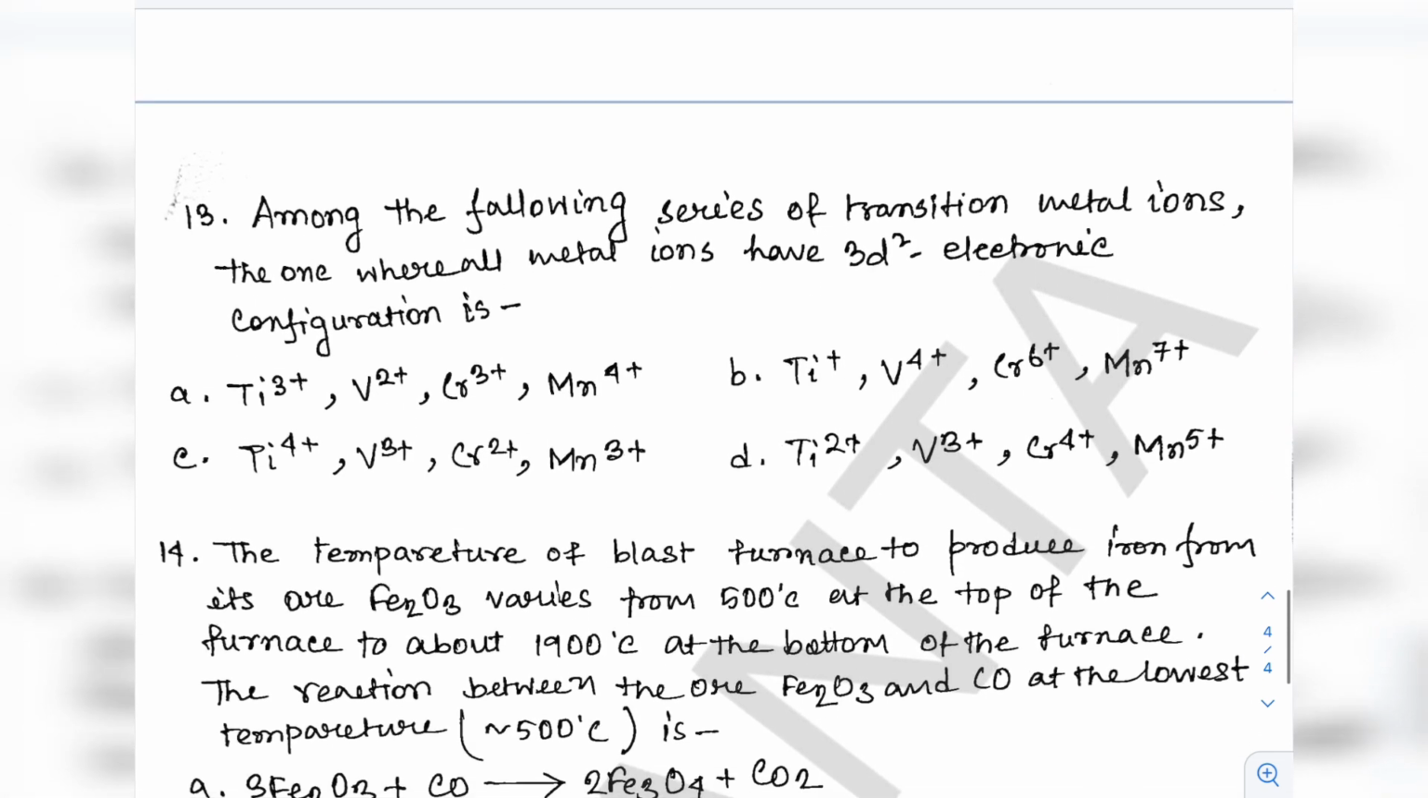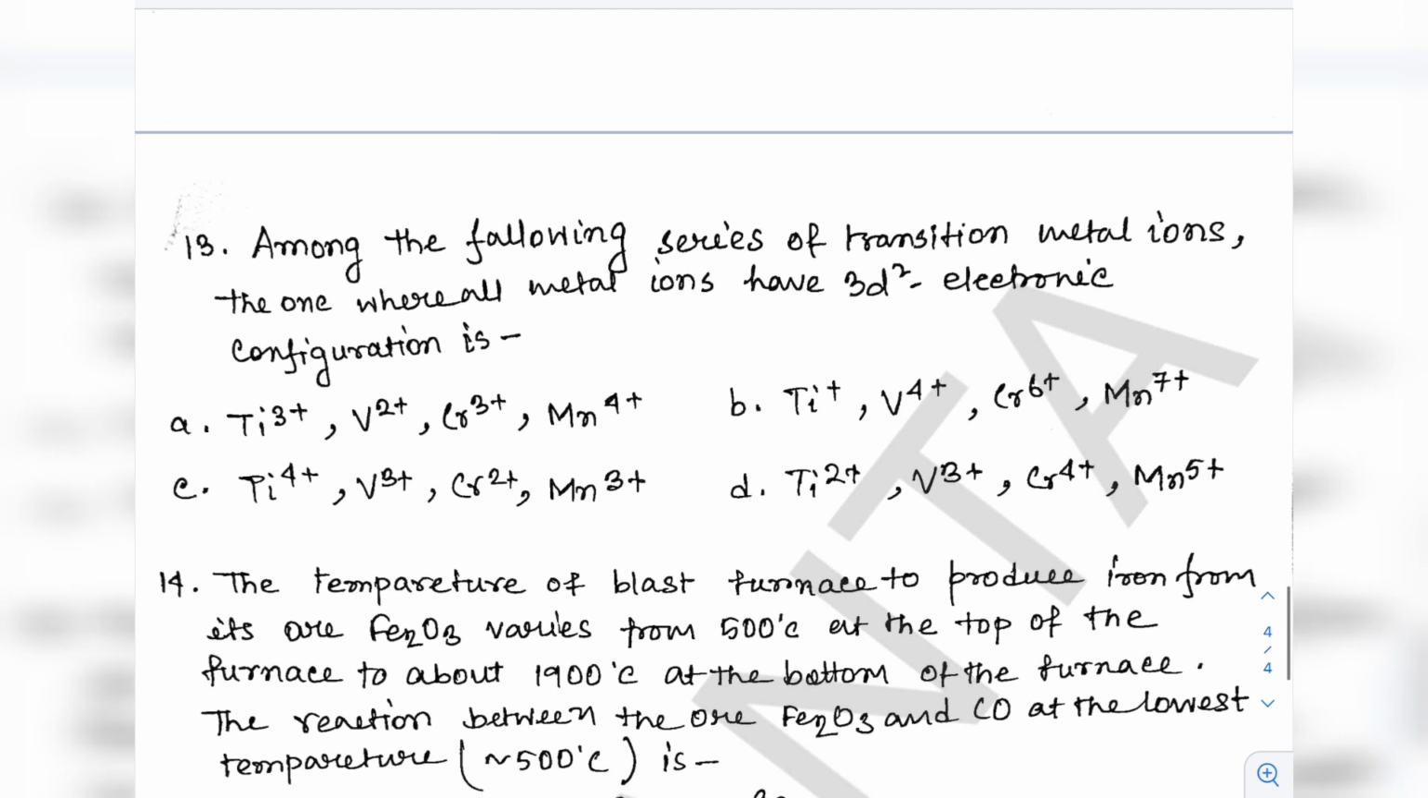Next, question 13. Among the following series of transition metal ions, the one where all metal ions have 3d2 electronic configuration is. It's a very easy question. You have to write down the electronic configuration and you can find it out very easily. So I'm not explaining it. It will be option D is the correct answer.